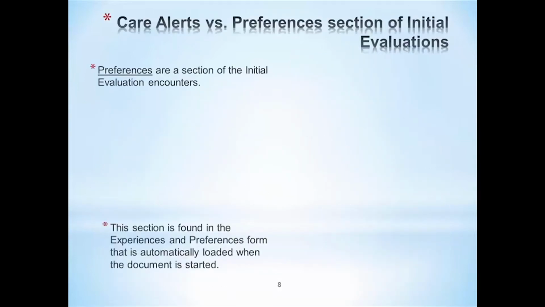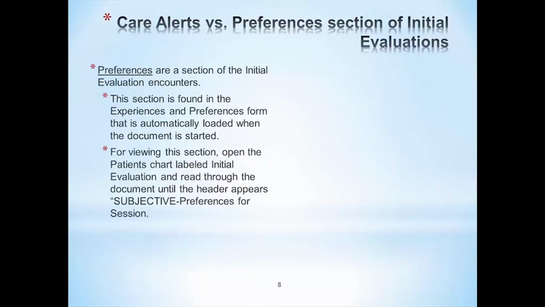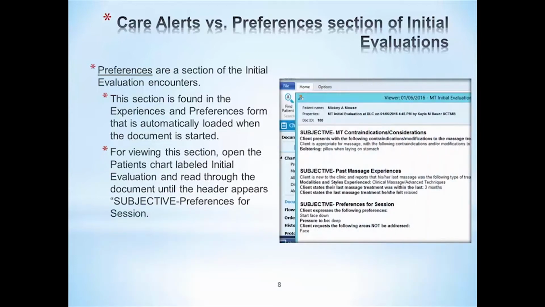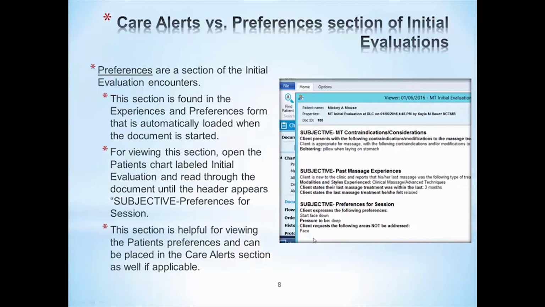The other area where we can add preferences is in the initial evaluation. This section is found in the Experiences and Preferences form. It's automatically loaded when you start an initial evaluation, and for viewing this section, you will open the document and look for the Subjective Preferences section header. In this case, this patient wants to start face down, prefers pressure to be deep, and not to address the face in any future session. If that information is very important to you and you would like to add it to the care alerts, you may also do so if applicable.